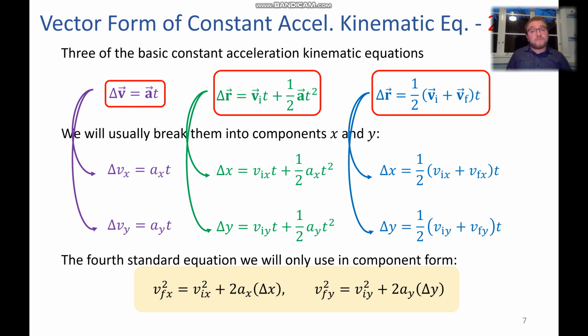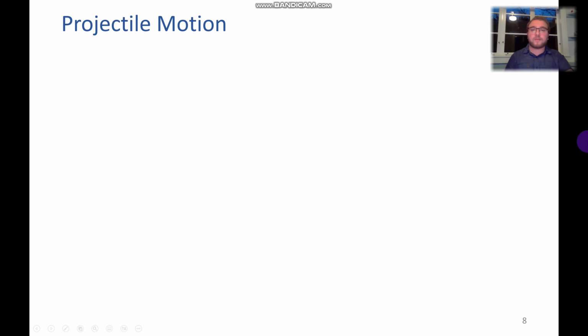This should look familiar. It's just three of our kinematic equations in vector form, and we break them into their x components up here and y components down here. Our fourth kinematic equation we normally only use in component form anyway, so we don't have to worry about the vector form of that. It's just already broken into its components.